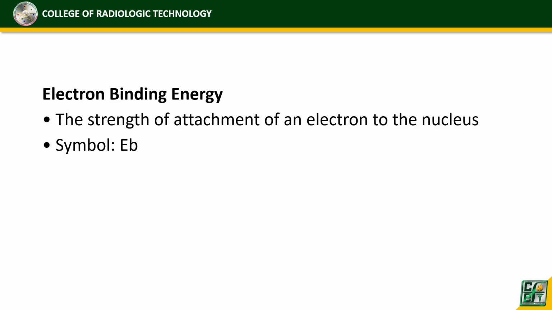Then the electron binding energy, so it is the strength of attachment of an electron to the nucleus. So the electron binding energy is dependent upon the orbital shell, kung gaano siya kalayo sa nucleus. And the symbol for the electron binding energy is EB, capital E and small letter B.